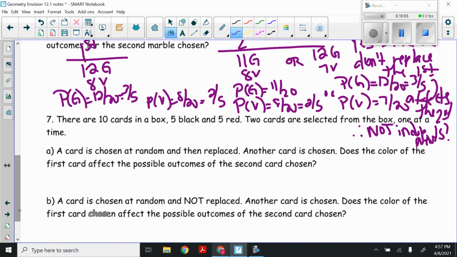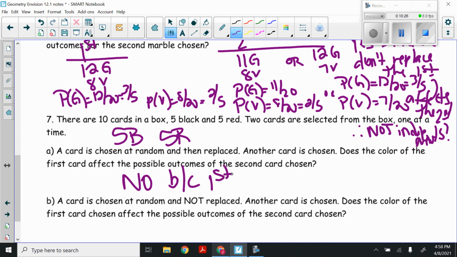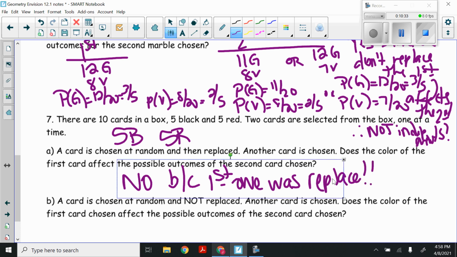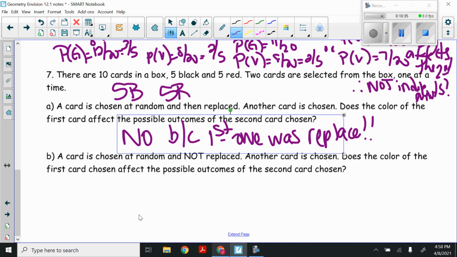Number 7, there are 10 cards in a box. 5 are black, and 5 are red. 2 cards are selected from the box, one at a time. A, a card is chosen at random and then replaced. Another card is chosen. Does the color of the first card affect the possible outcomes of the second card? No, because the first one was replaced. So if we replace it, we have the same probability the second time around.